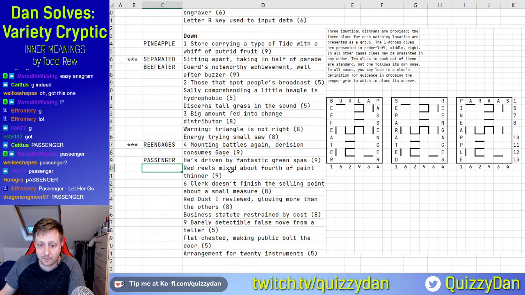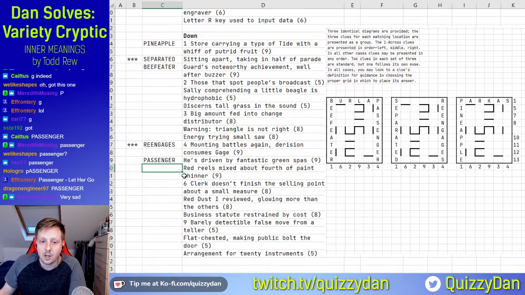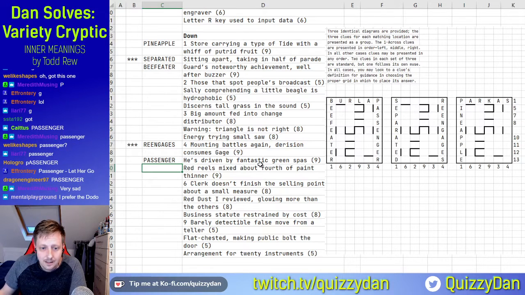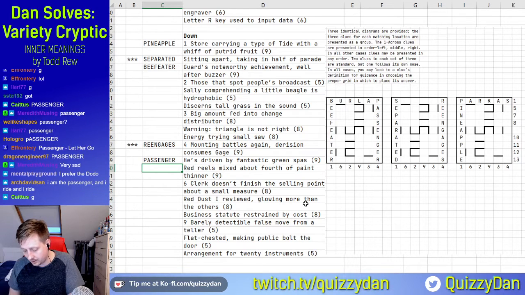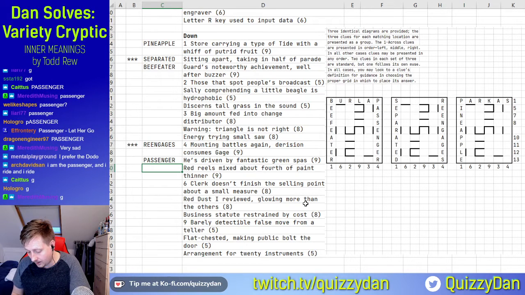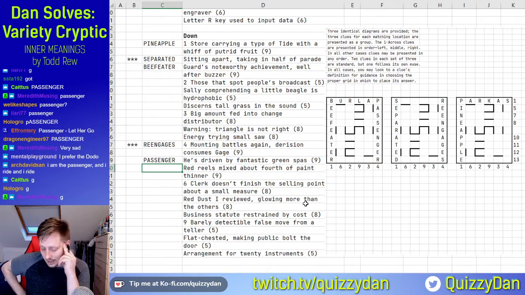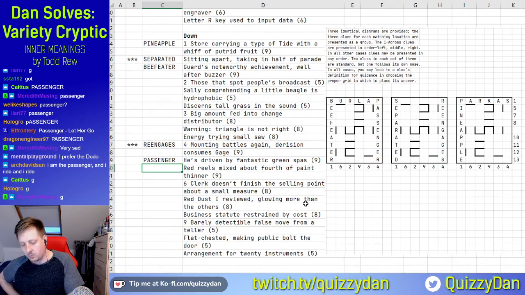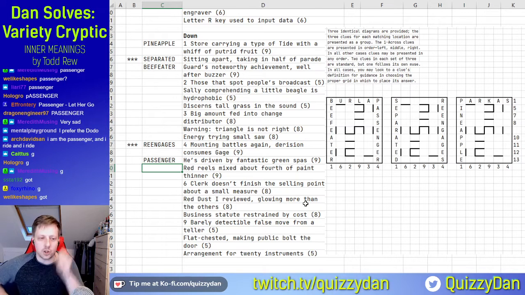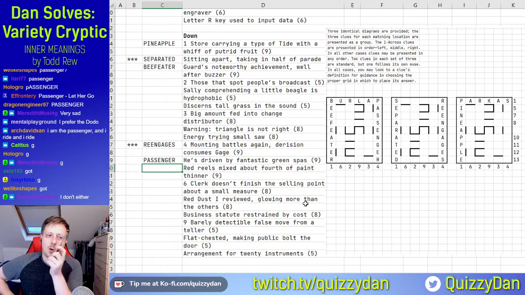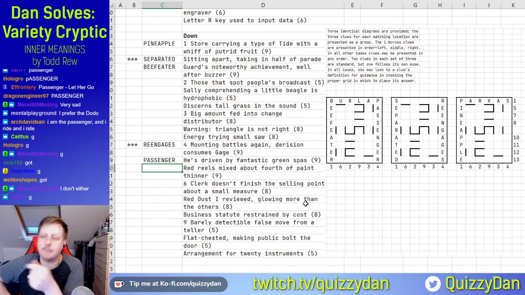Red reels mixed about 1/4 of paint thinner. Red reels, beginning with S. Again, another anagram here. Red reels, and the 1/4 of paint is N. Oh, right, okay, yep. I don't like this word, if only because it's a horrible ending. It feels like a word that shouldn't exist, and I hope at least one person, Meredith, agrees with me. Good.